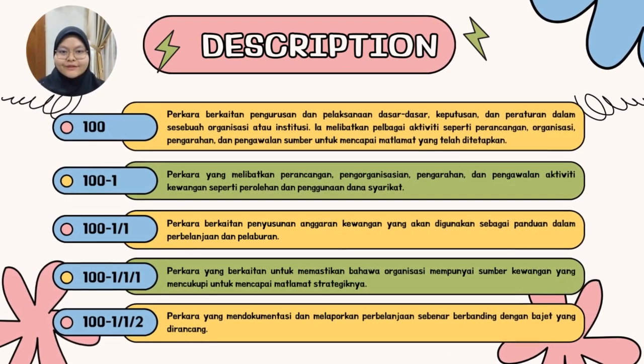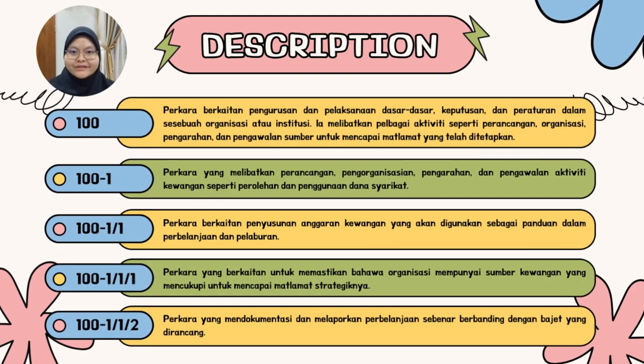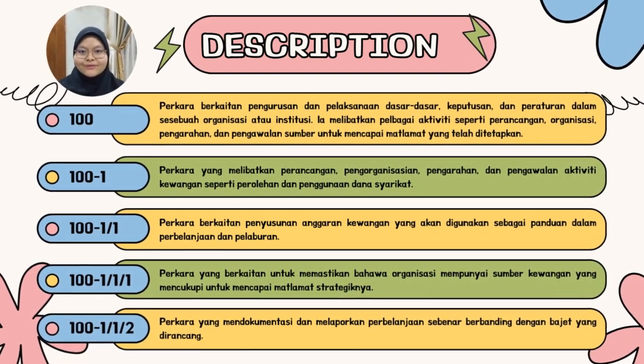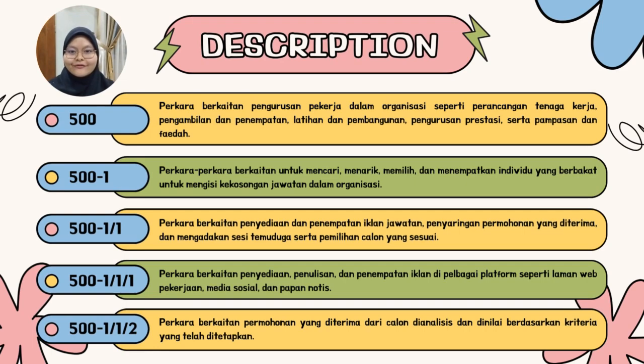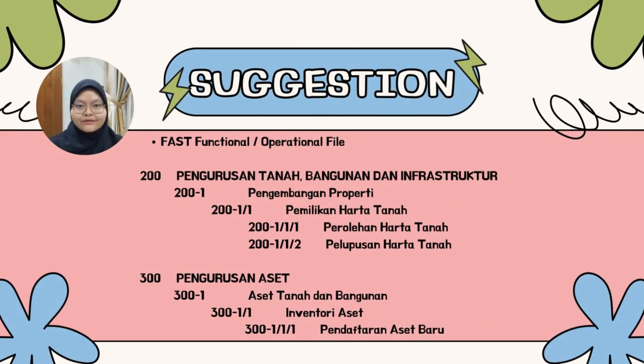This is the description of the fast hierarchical classification system for fungsi 100 untuk pengurusan pentadbiran. This is the description of the fast hierarchical classification system for fungsi 500 untuk pengurusan sumber manusia. This is the suggestion on the fast functional or operational file.